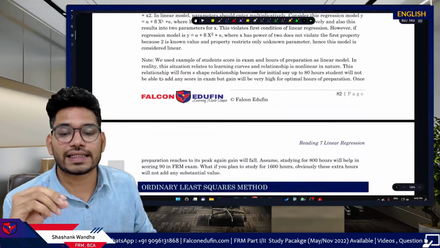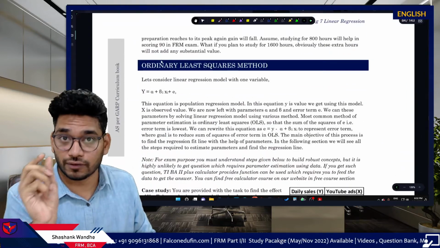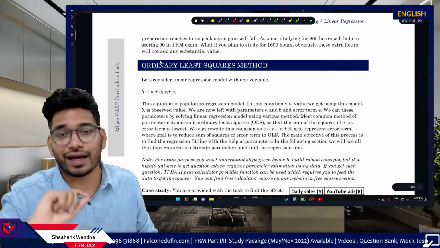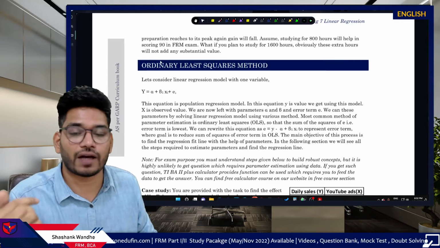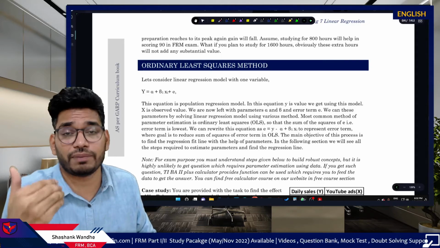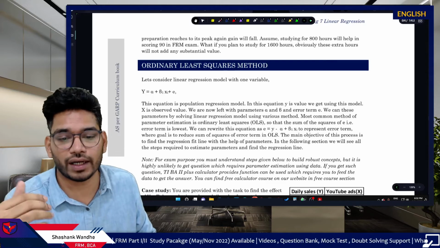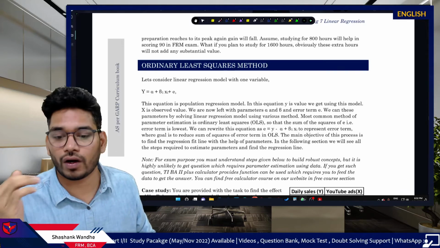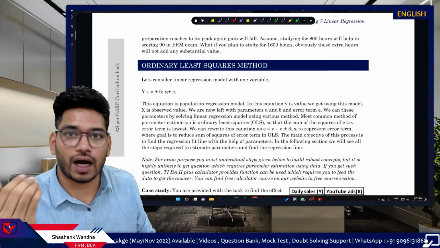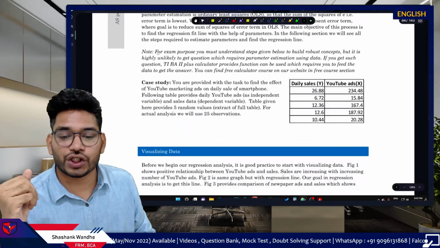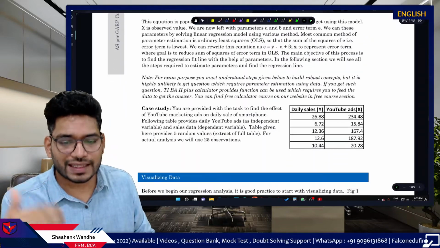For this we discuss the most commonly used method for calculation of alpha and beta. There are other methods as well for the calculation of alpha and beta, but we mainly discuss the ordinary least squares method, the OLS method, for calculating, or the right word is estimating, alpha and beta. So this is the equation and this is the calculation. We'll start with the calculation.